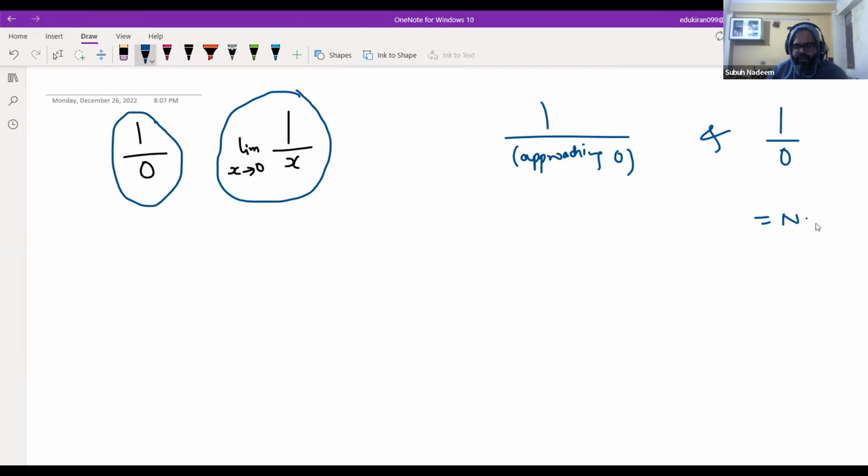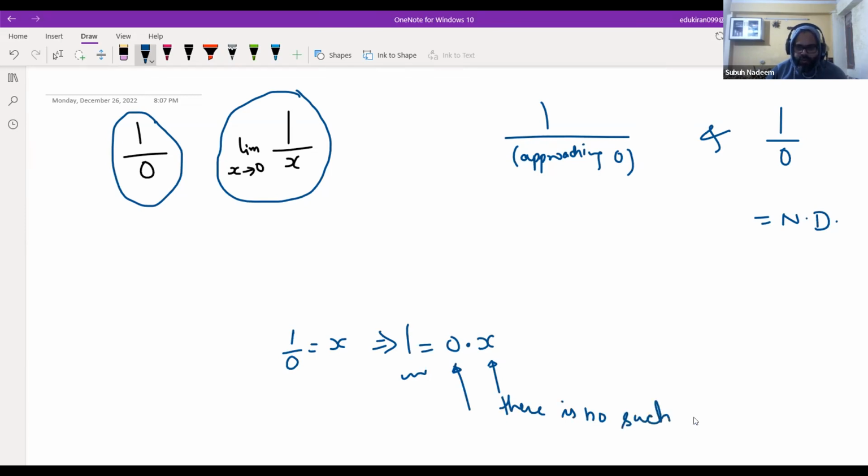1 by 0 is not defined. Why is 1 by 0 not defined? Because if you take 1 by 0 as some defined value x, this means 1 is equal to 0 into x, which means x is some number which after multiplying with 0 will give you 1, which is not possible. There is no such x. Any big value can be taken, but it cannot multiply with 0 to give 1. Is it okay? So actually 1 by 0 is not defined.